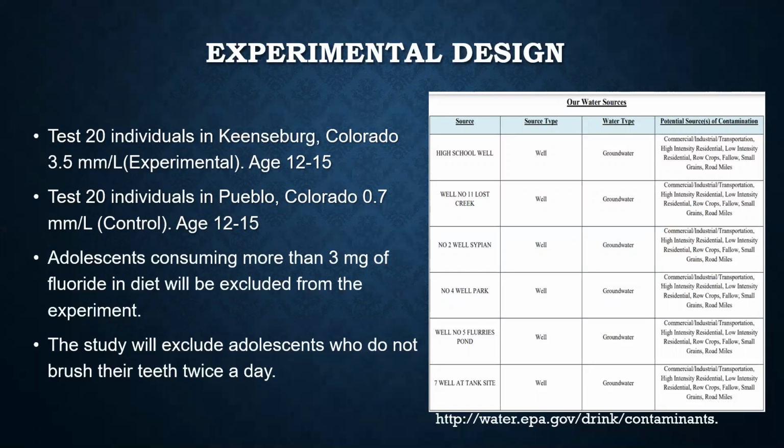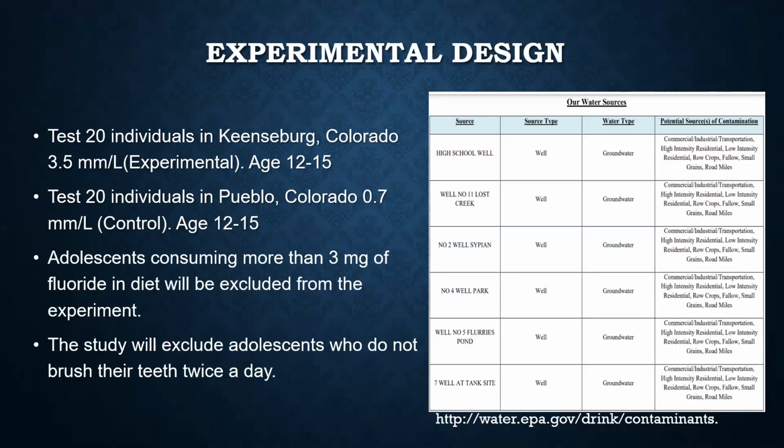And the reason that it's going to be an experimental group as well is because the groundwater is above the optimal dosage, being at 3.5 milligrams per liter. In this study, the control group will be the 20 individuals in Pueblo, Colorado, aged 12 to 15.